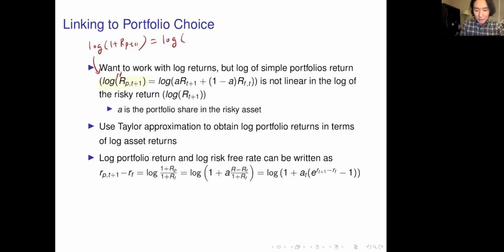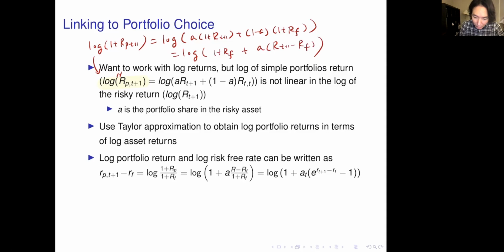자, 이게 log 1 plus risk-free. 어떻게 보면 risk-free의 오케이. A라는 포션만큼을 risky asset 그리고 1 minus a를 이렇게 되잖아요. 그래서 and therefore if you rearrange it then you will become 1 plus rf plus a times rt plus 1 minus rf. Okay? So there's actually also a typo. There's 1 t plus 1 is also 1 plus rf.